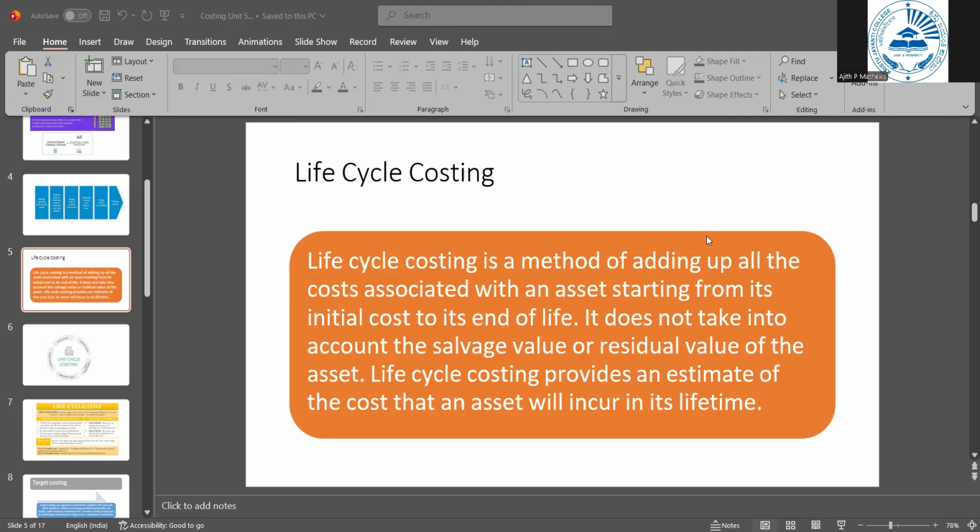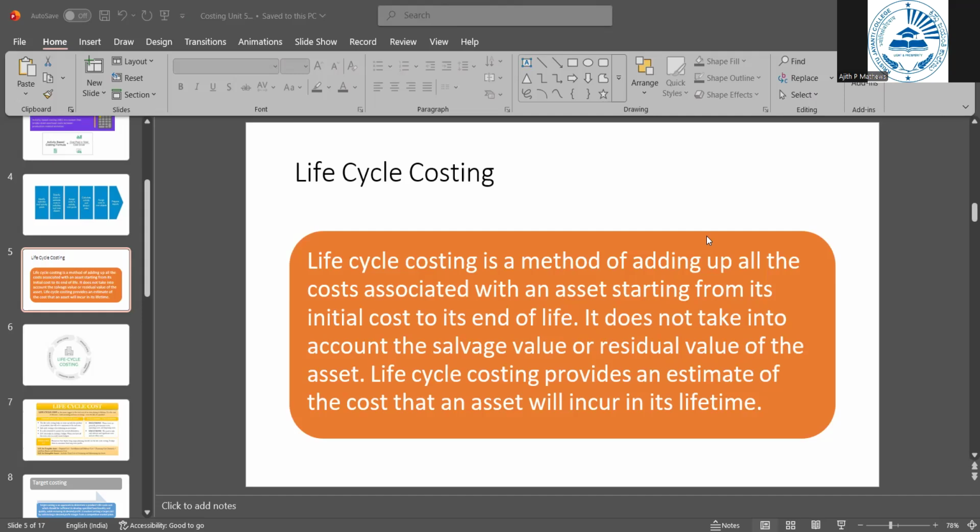So we need to find out how much cost is actually incurred for a particular product during its life cycle. That is basically known as life cycle costing. Shall we go to the definition of life cycle costing? Life cycle costing is a method of adding up all the costs associated with an asset, starting from its initial cost to the end of life. So we'll have an estimation.